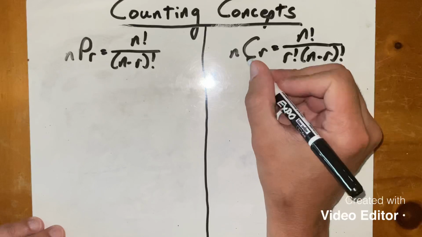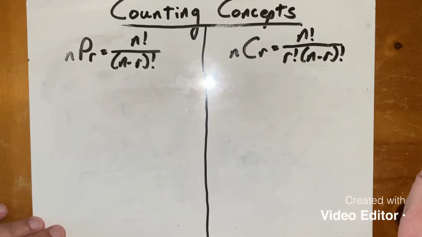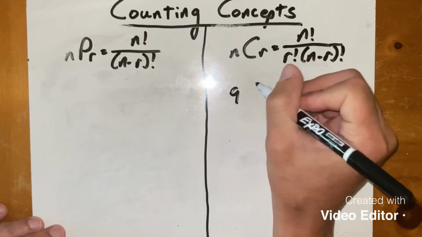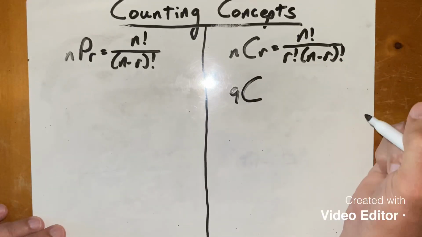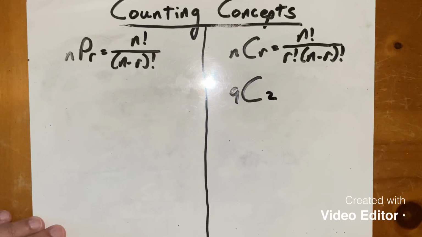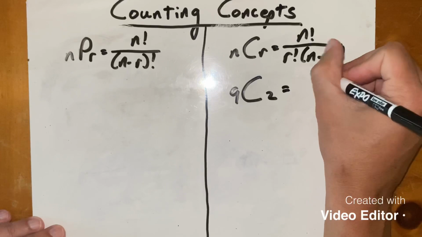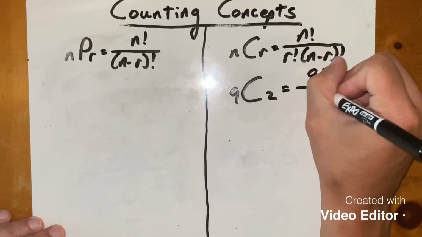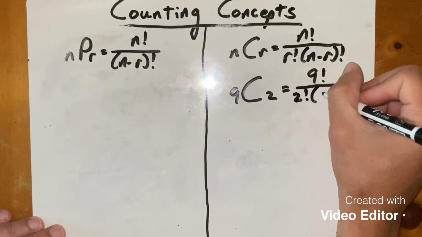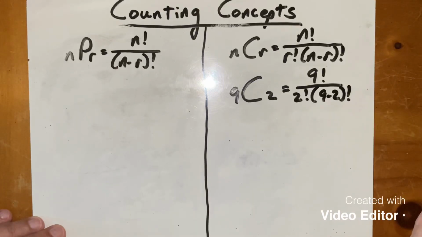For a combination, N, remember, represents the total number of choices. So I've got 9 players to choose from on the roster. That's going to be your value of N. Then I'm choosing 2 out of those 9 to be captains, so 2 is going to be R. Let's plug that into our equation here. So I've got 9 factorial divided by 2 factorial times 9 minus 2 factorial.